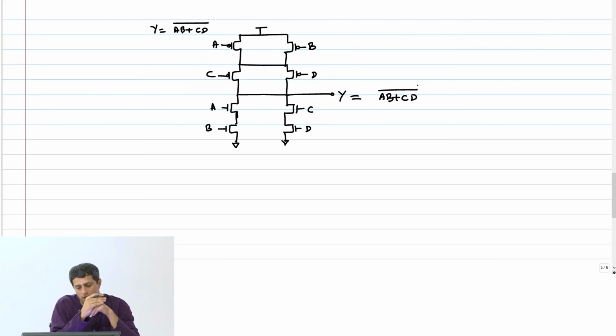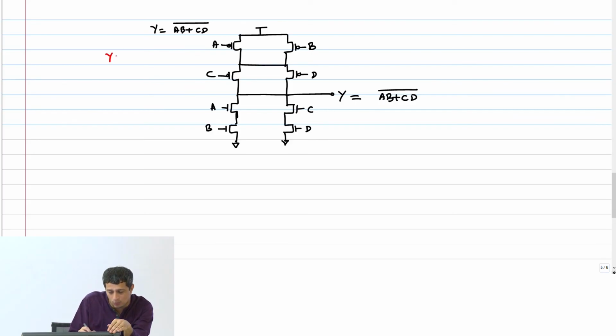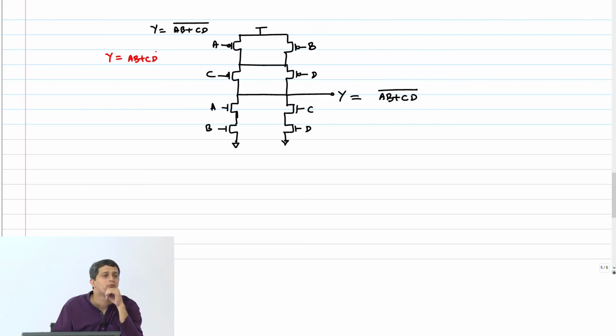Okay. Now what if I asked you to implement Y equal to AB plus CD? Then you have to invert it, implement this AB plus CD whole bar, and then add an inverter on the path, which of course is just one PMOS NMOS transistor, and you get it.